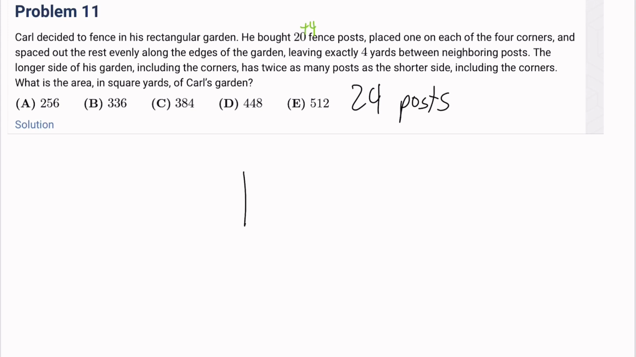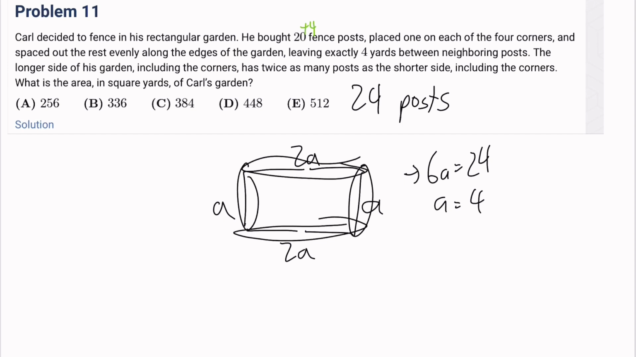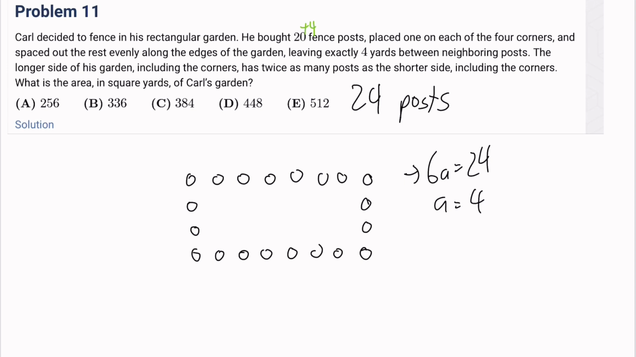And then we have A posts and 2A posts here, A posts and 2A posts here, right? And so 6A equals 24, and so A equals 4, right? And so we have 4 posts and 8 posts, 4 posts and 8 posts, right? And if we do that, then that will look like 1, 2, 3, 4, and then this counts as one more. So 1, 2, 3, 4, 5, 6, 7, 8, and 4, and 2, 3, 4, 5, 6, 7, and this is 8. Right, and so what is the area in square yards of Carl's garden?